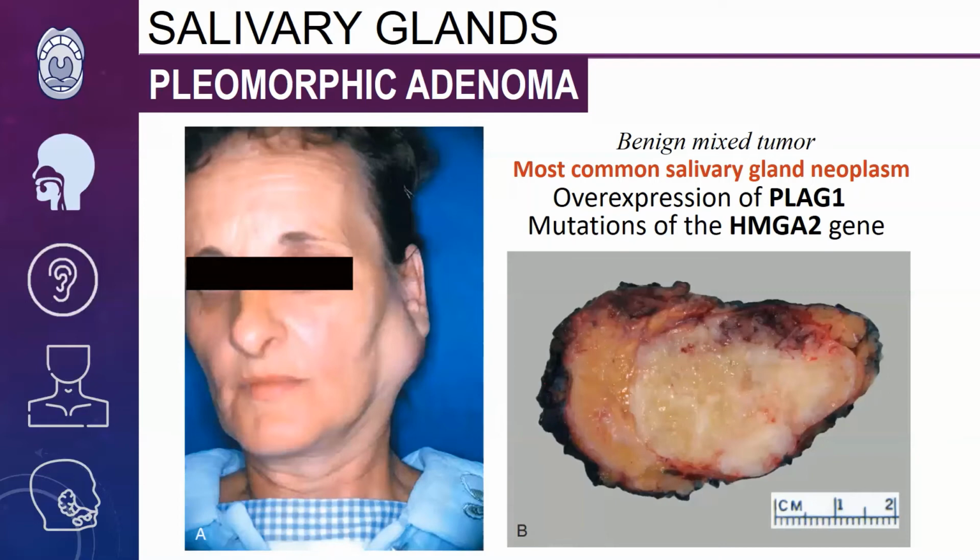Pleomorphic adenomas present as painless, slow-growing, mobile, discrete masses within the parotid or submandibular areas. Most present as rounded, well-demarcated masses that rarely exceed 6 centimeters in greatest dimension. The cut surface of such tumors is gray-white with myxoid and blue translucent areas of chondroid stroma.